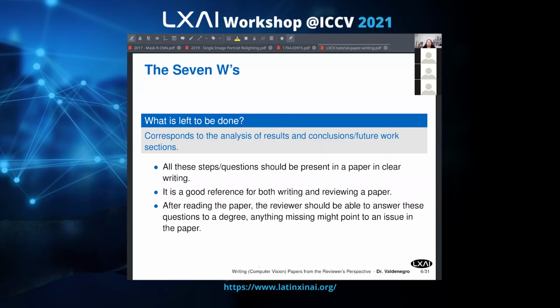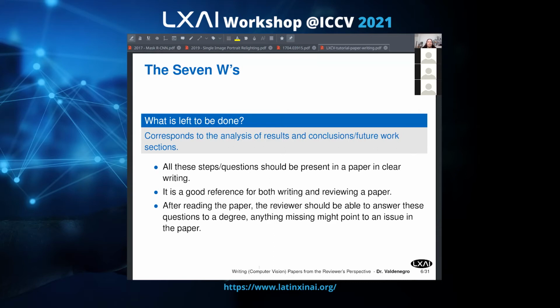And the final W is what is left to be done. This is the analysis of the results, the conclusions and future work section. Here too, you need to connect back to your previous questions and have a consistent narrative in your paper. So you analyze the results, you find that your method is better than the state of the art, perfect. And then you conclude, okay, in this paper, we presented this technique that solves this problem, which is related to the deficit that you found in why is it not sufficient. And then you also throw in ideas on what is left to be done.